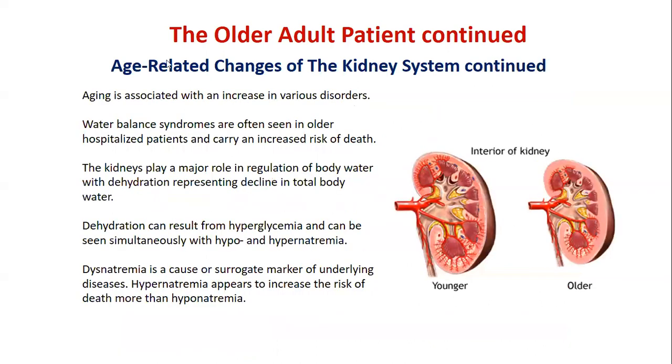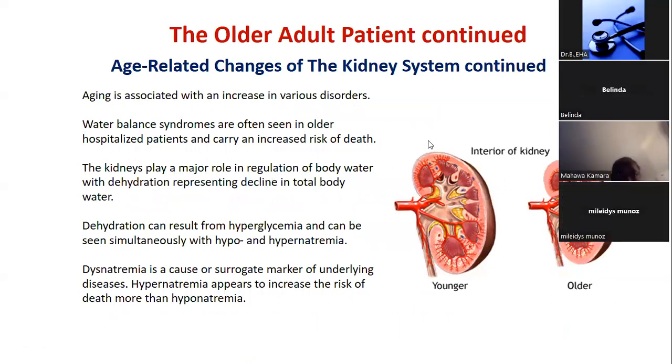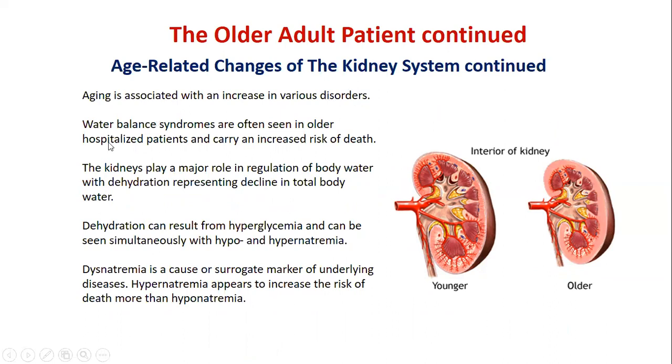Let me see. Aging is associated with an increase in various disorders in hospitalized patients and also carries an increased risk of death. The kidney plays a major role in regulating the body's water, with dehydration representing a decline in total body water. Dehydration can also result from hyperglycemia and can be seen simultaneously with hypo- and hypernatremias.